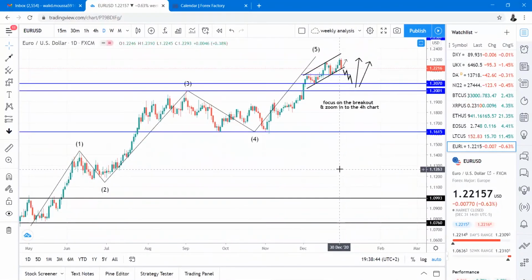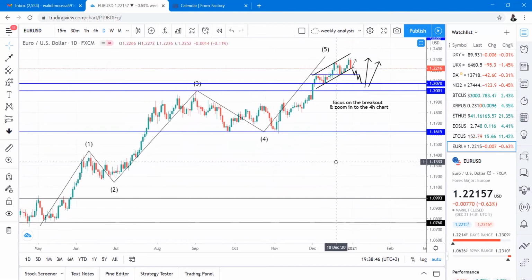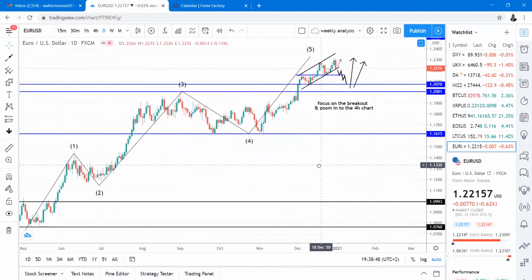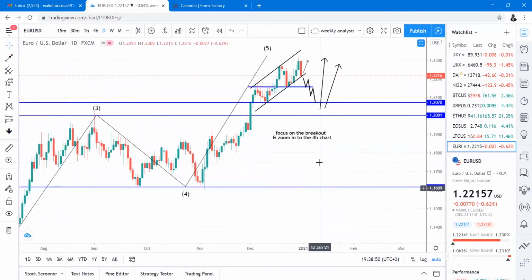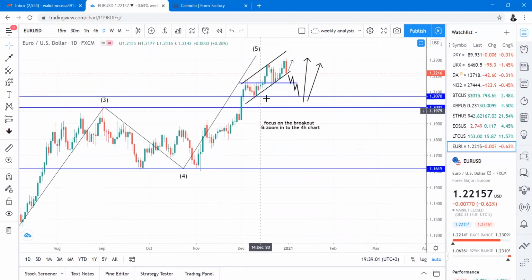As I mentioned before in our previous studies, Euro is still on the bullish Elliott wave. We are still in the fifth impulse wave, and now price is ranging in a bullish channel, which is likely to break lower to trigger the recovery in the dollar, a pullback in this pair.